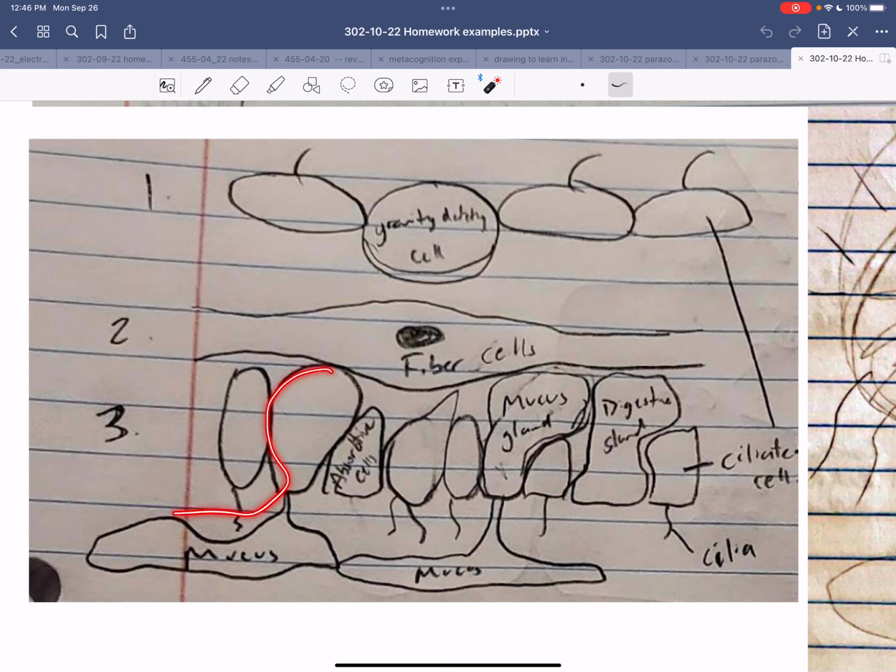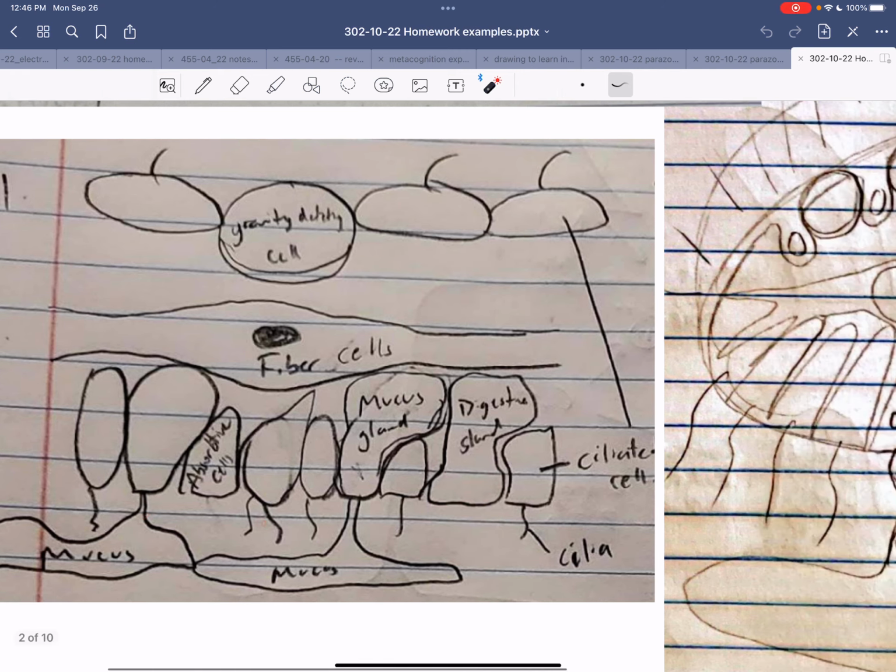But here's a mucus secreting cell. There's its mucus. These are gland cells is what they were labeled. Here's a gravity detecting cell. Here's a digestive cell, which I think is meaning enzyme secretion, although I would have preferred to find vesicles of enzymes being released. And then ciliated cells.